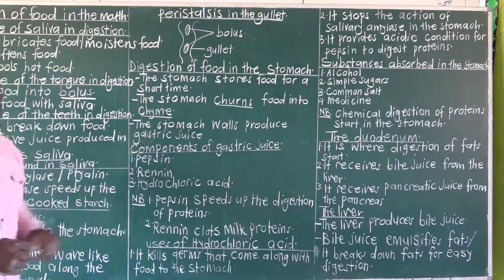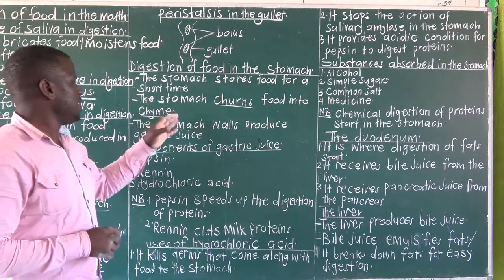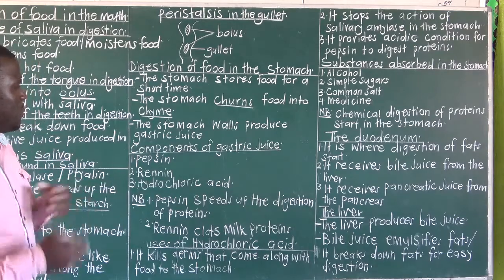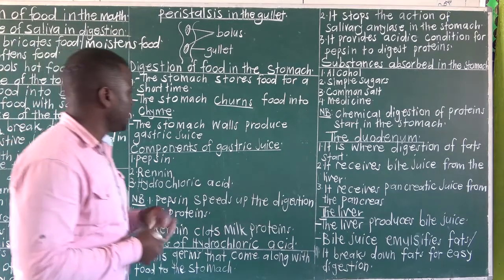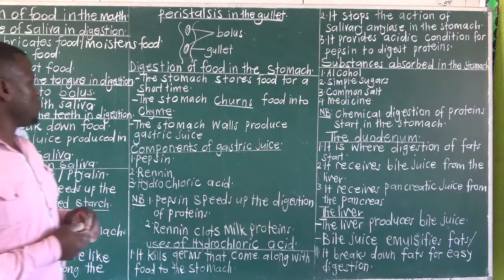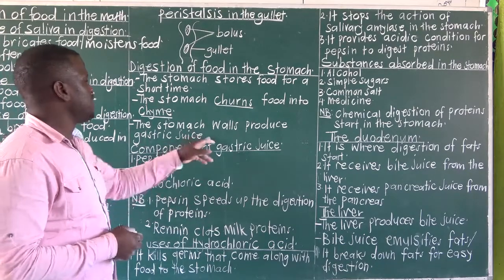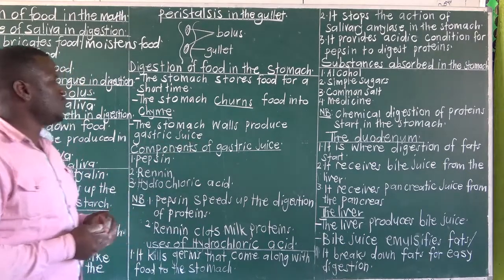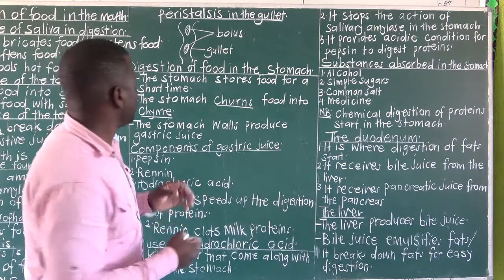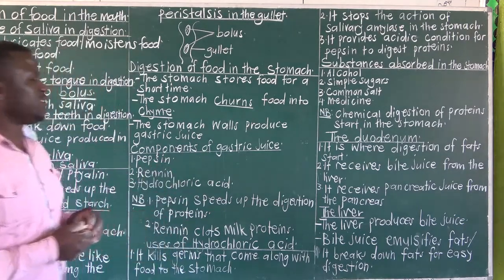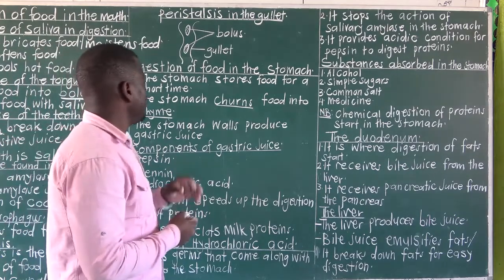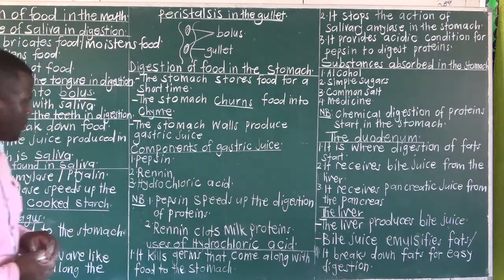So what is chyme? Chyme simply means a mixture of food that has been broken down into smaller particles with digestive juices and gastric juice. So the stomach walls produce gastric juice, and this gastric juice mixes with food to form what you call chyme. So they ask the importance of the stomach. The stomach stores food for a short time, then the stomach also churns food into chyme.